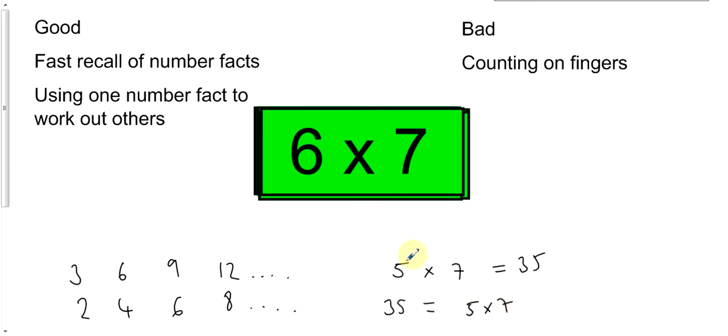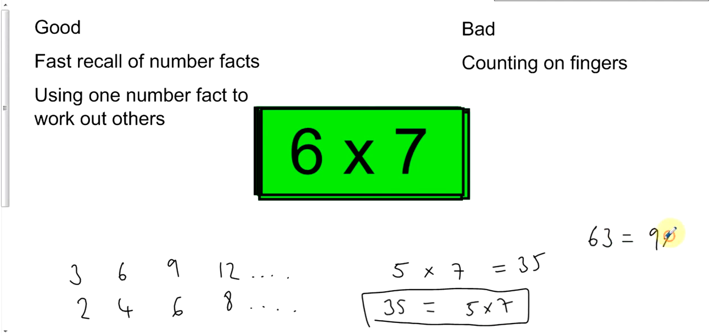Someone who counts on won't know it this way. They'll be able to work out that 5 times 7 is 35, usually by counting on their fingers, but if they get told 35, they won't have any immediate way of getting back again. That's not so much a problem with the 5 times table, but if you were given a number like 63, someone who knows their times tables would think, okay, that's 9 times 7. Someone who doesn't know their times tables wouldn't have a clue.